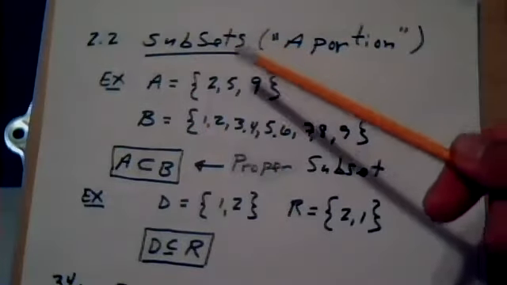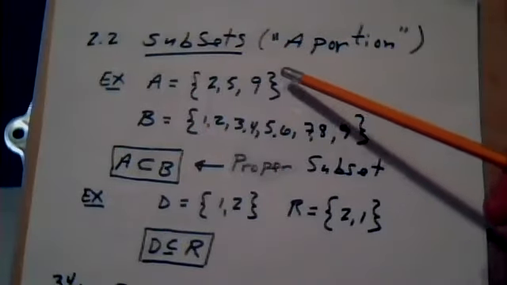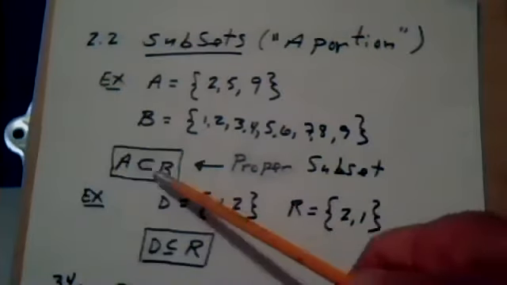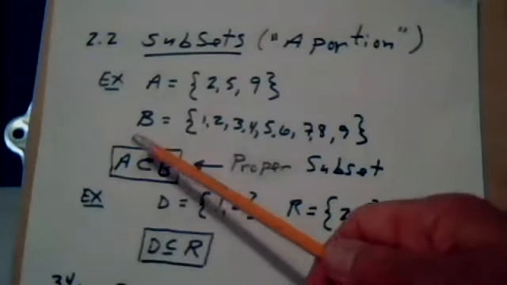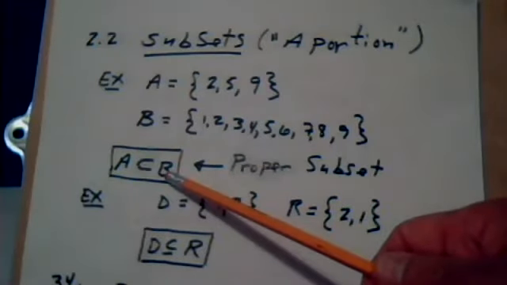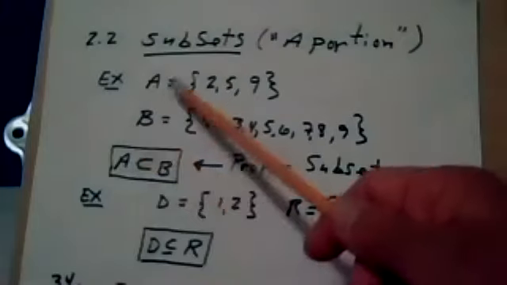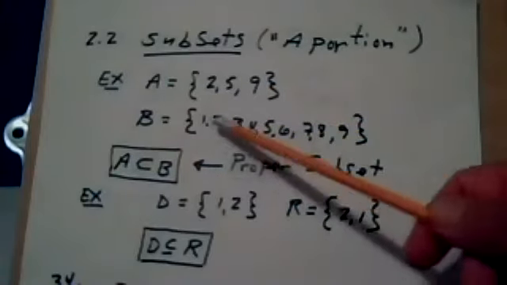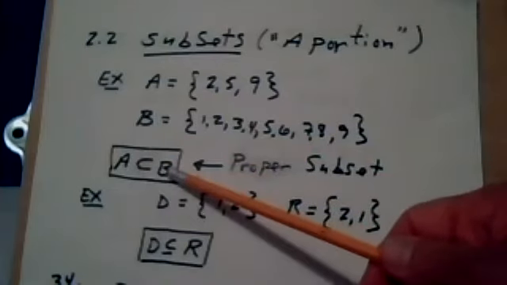set A has 2, 5, and 9. These are the members of A. B has these members. So we use this symbol. A is a subset of B. That means A can be found within B. It's a portion of B. A is a subset of B.